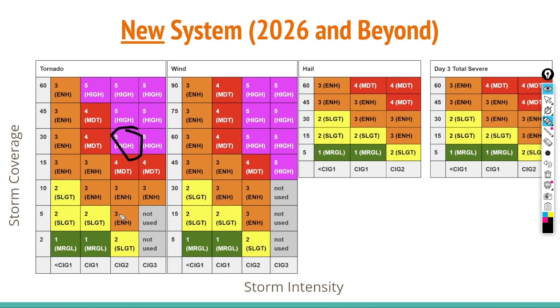So the high risk are going to be the same. They're going to be just like a high risk in 2024 or 2025. It's going to be like a high risk then, but it's going to be different the way that we're going to be issuing the high risk.